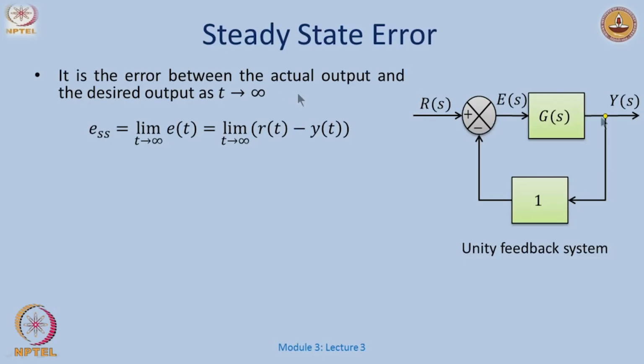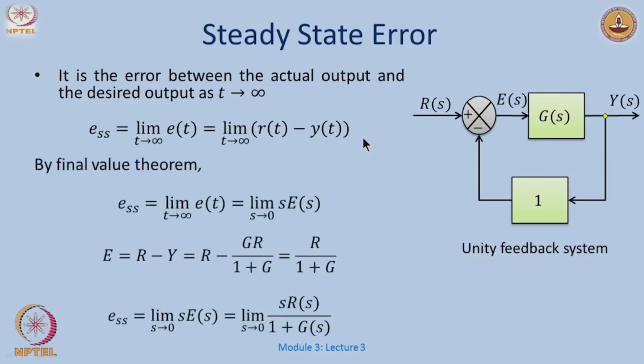It is the error between the actual output and the desired output as time goes to infinity, right. So, we know from the final value theorem, if I call this signal e(t), that e_ss is limit s going to 0 of s times E(s) in the Laplace domain. Okay. Now, this E is R minus Y, and Y I know is, so this transfer function here is G(s) over 1 plus G(s). So, given this R, I can write this as R minus G times R, which is R over 1 plus G, and I get this one. Okay. So, this is my error signal.